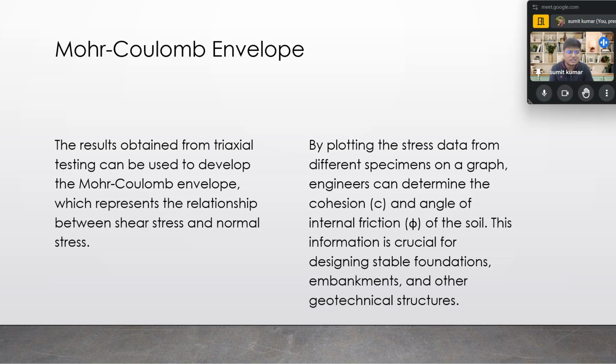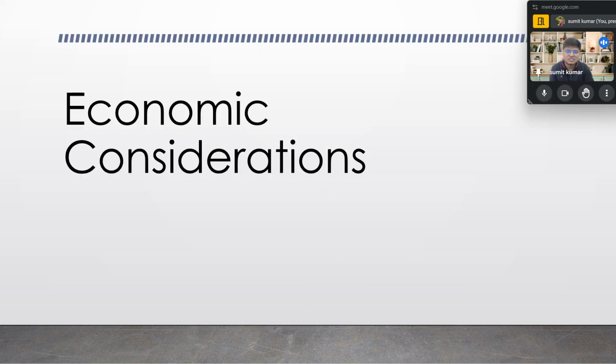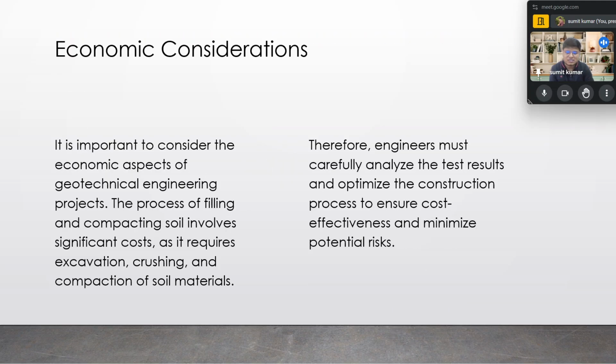We understood that the intercept on the tau axis is said to be the cohesion, and the angle with the horizontal axis is said to be the angle of internal friction, when we draw the Mohr envelope from the results of the test.